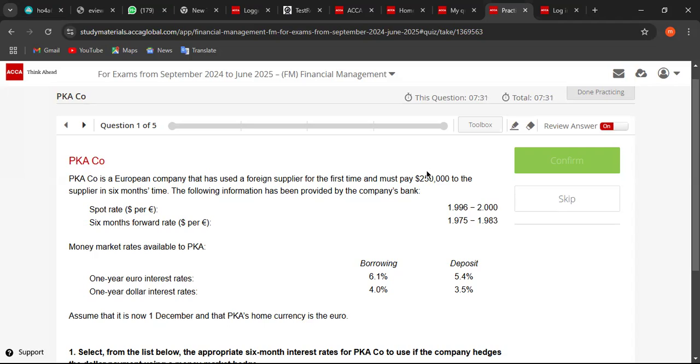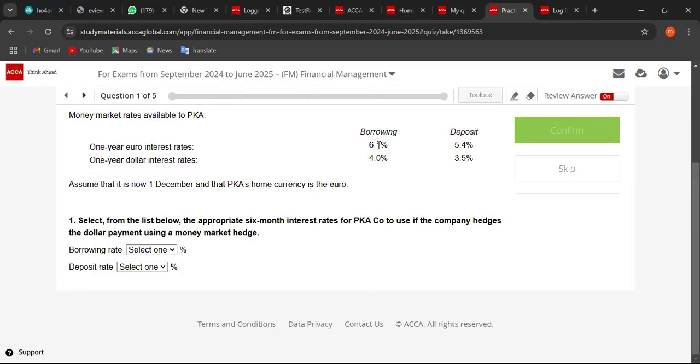So guys, what is that rate? Can anyone tell me? Tell me guys, which rate we should choose now? 6.1. So as rates are being given to you on an annual basis, and the examiner is asking for the 6 month rate, 6.1 divided by 2, what is the rate? Tell me.